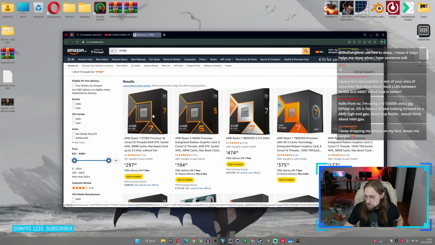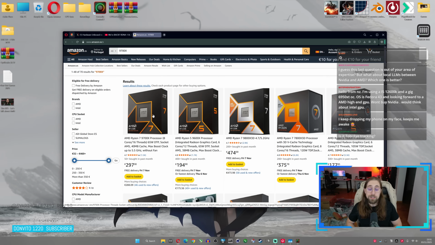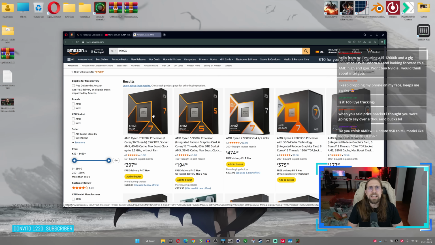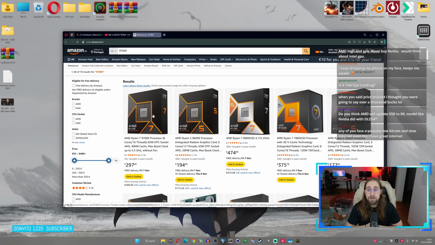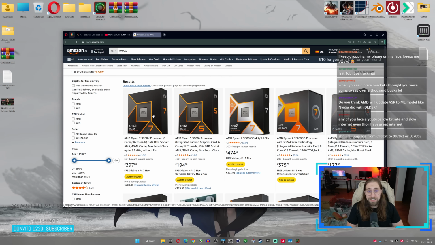I guess this last question is out of your area of expertise, but what about local LLMs between Nvidia and AMD? Which one is better? I really don't know. I have run some local LLMs before, but really basic ones. I'm not much into that, so I don't really know. I won't say which one is better because I don't know. I would be lying if I said something about that.